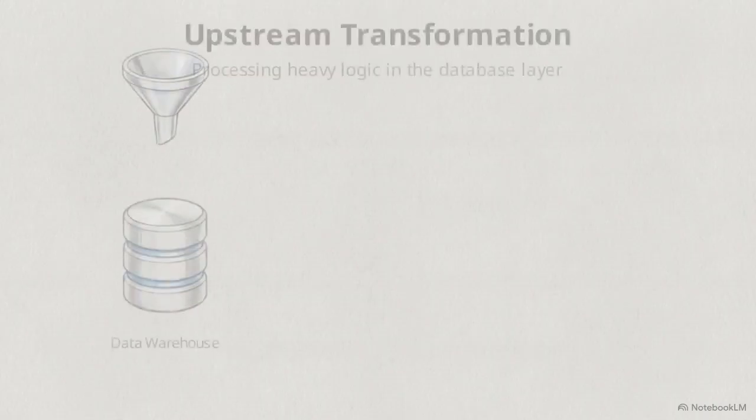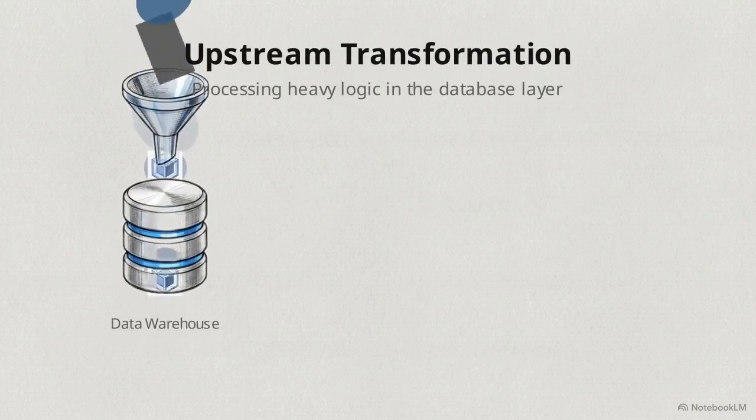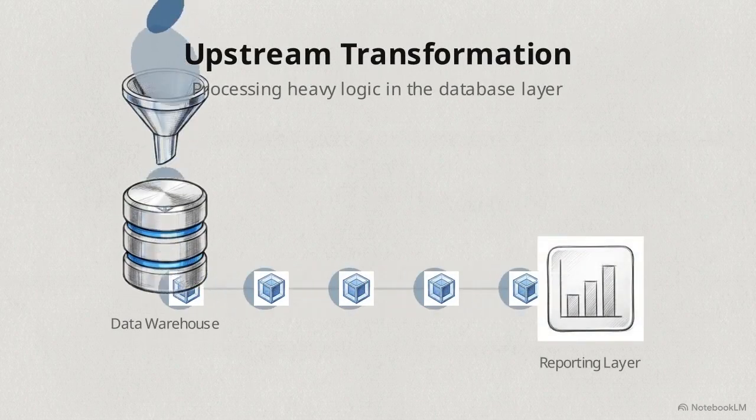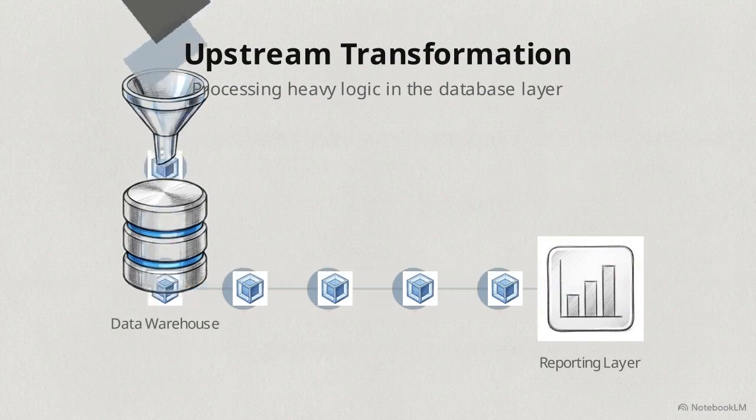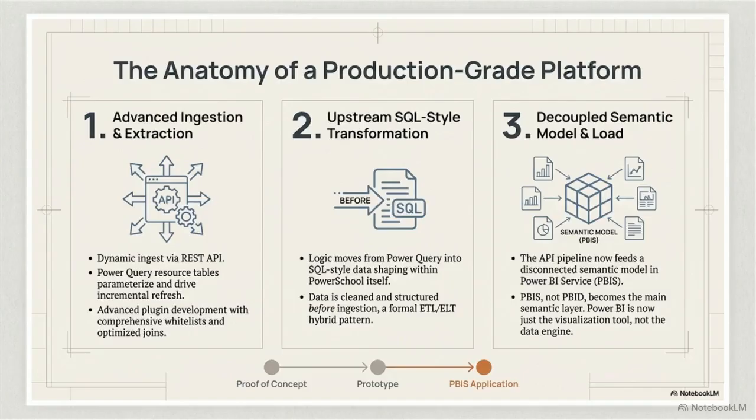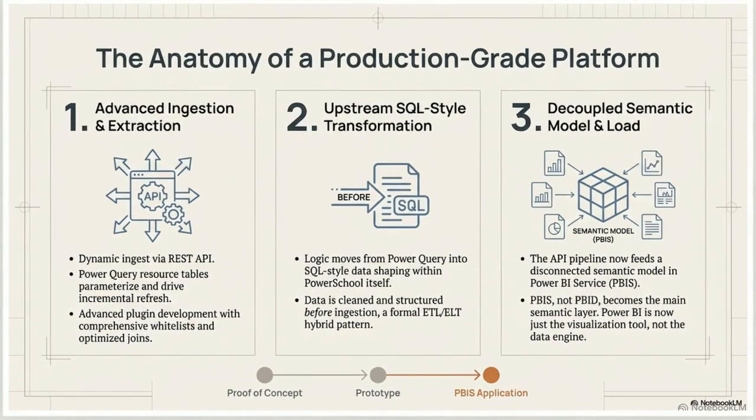We do this through Upstream Transformation. This is the practice of cleaning and organizing data directly in the database before it ever reaches the reporting layer. This schematic details a production-grade platform. In the middle panel, logic moves from Power Query into SQL-style shaping within the source system. SQL is a standard language used to manage databases. This ensures data is pre-cleaned before ingestion begins.